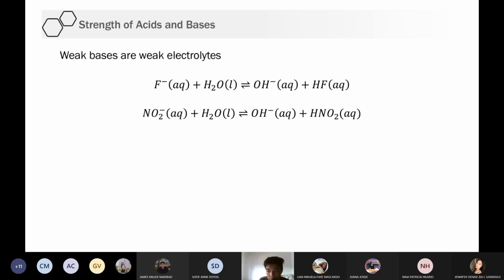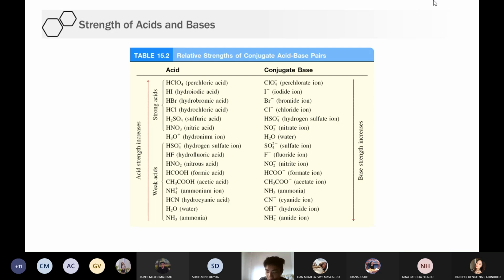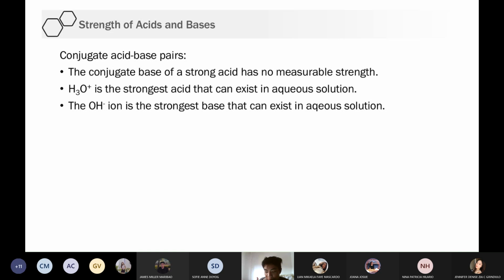So, do you have to remember all of this? Kahit hindi naman, kasi pwede nyo namang balik-balikan yung strengths of acid and base using this summary. Pwede nyo i-check dito kung sino yung strong acid, sino yung strong base. Remember that kapag yan ay weak acid or weak base, we use the equilibrium arrow. Pero kapag yan ay strong, we use the single arrow pointing to the right.